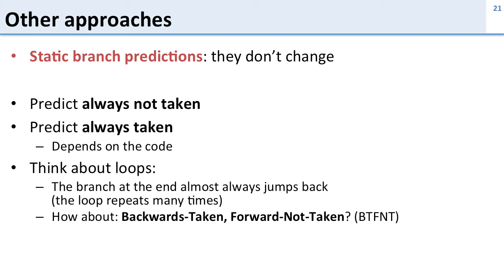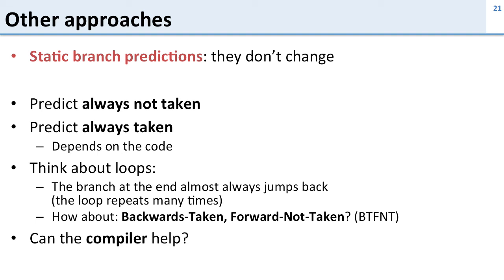So we could predict that backwards branches are taken and forwards branches are not taken, or BTFNT. So the idea here is that in a loop, when you jump back to the top of the loop, you almost always go around the loop. So jumping backwards, you should be taken, but when you're jumping forwards, you're probably leaving the loop, so you're probably not going to take it.